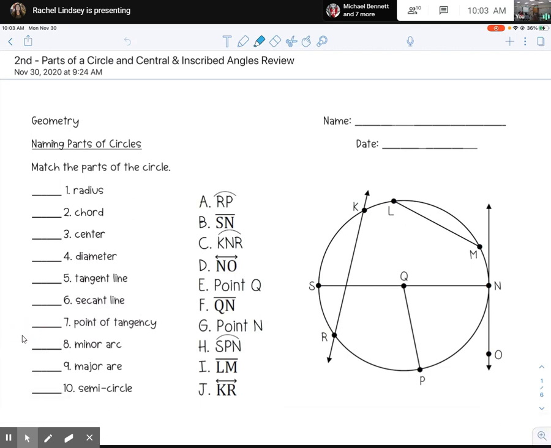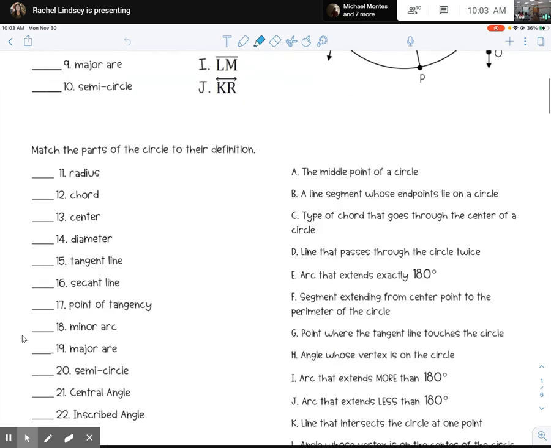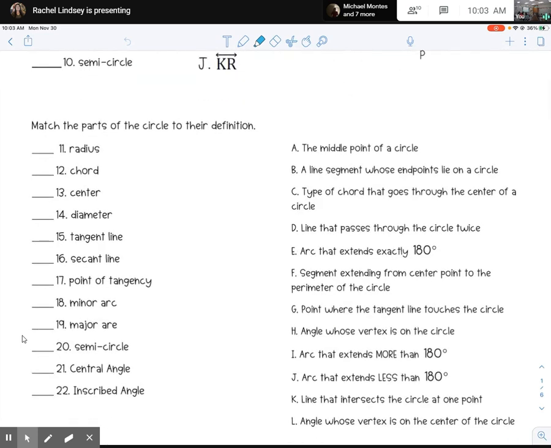So looking at this, I'm going to start with number 11. We're just going to go through the definitions first. So I'm going to start with A. What is the middle point of a circle? What is that called? The center. So number 13 is A.